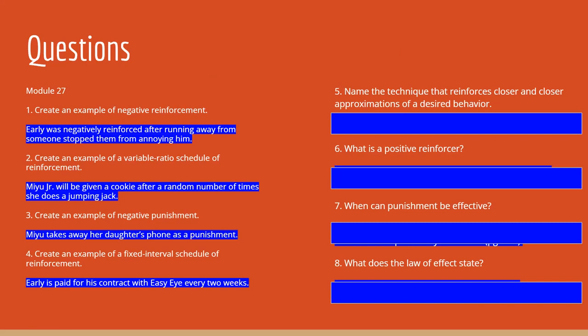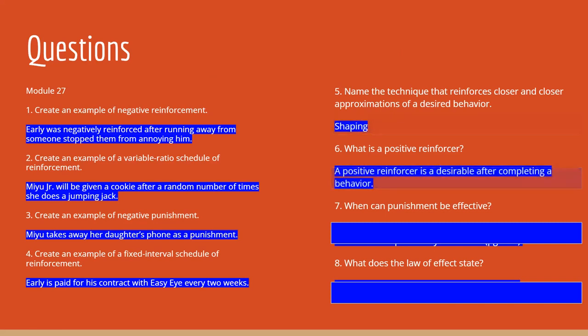But anyways, name the technique that reinforces closer and closer approximations of a desired behavior. That is called shaping. What is a positive reinforcer? It's something that is desirable after completing a behavior. So, like giving Jim Carrey a cookie after he dances. When can punishment be effective? I didn't really talk about this, but punishment can be effective when it is swift and sure because it will powerfully restrain the behavior. So it's got to be swift and sure. If it's not really sure, it's not going to do anything.